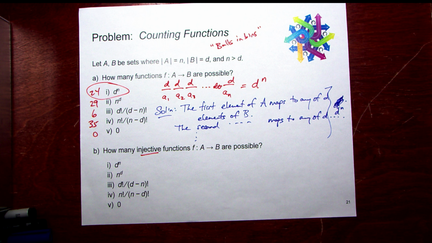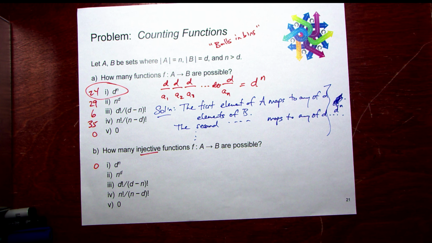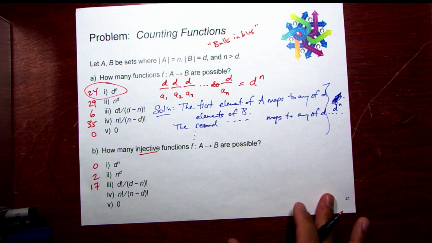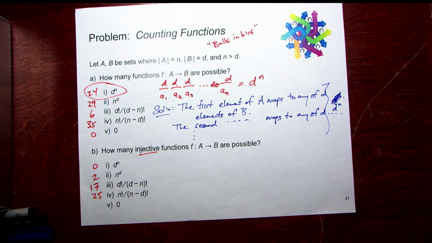Okay, you ready? Everyone looks ready? Okay, who thinks it's 1? Who thinks it's D to the N again? Nobody. Who thinks it's 2, N to the D? 2 of you. Who thinks it's 3, D factorial by D minus N factorial? 17. Who thinks it's 4, N factorial by N minus D factorial? A few more of you. And who thinks it's 5, 0? Well, that's too many to count. All right.